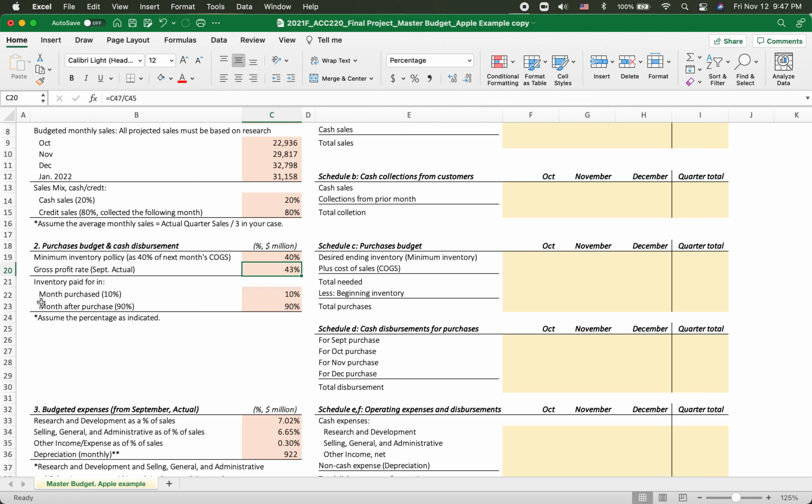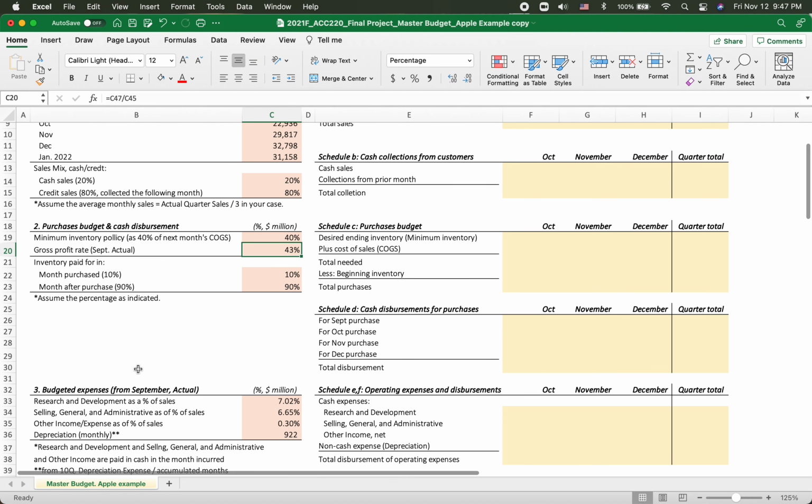And then the monthly purchase is 10% for the cash payment when this company purchases the inventory, and then the month after purchase, 90%. We assume this percentage in your company cases as well.